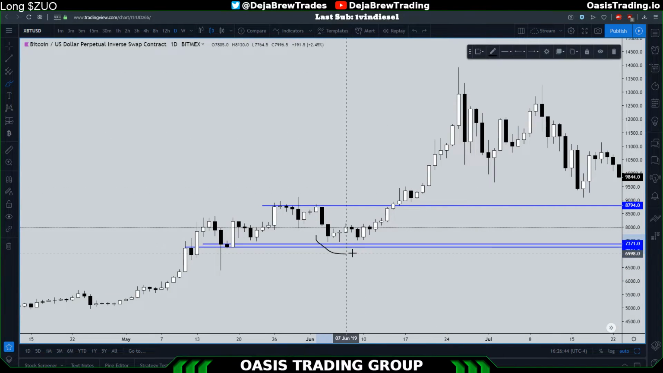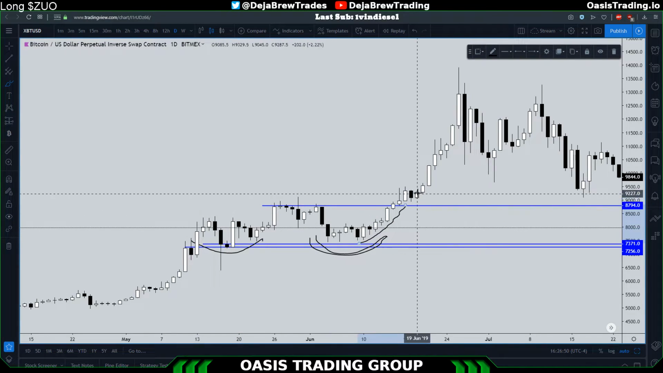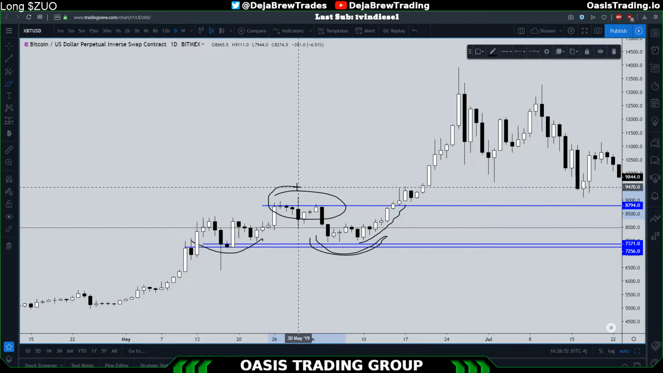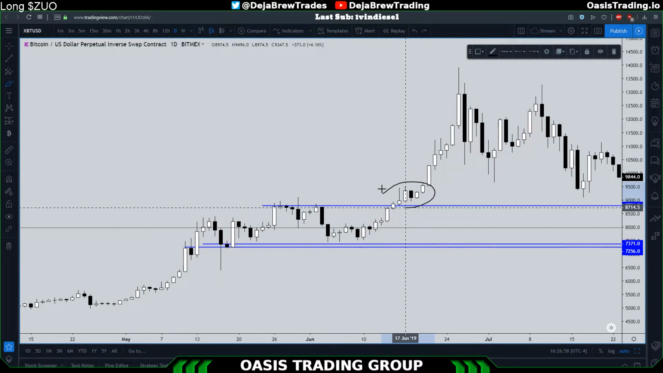But okay, so now we see a double bottom. We see a range. We start to see price rise. Once you break that resistance, you've turned that resistance into a support. So now you are bullish.